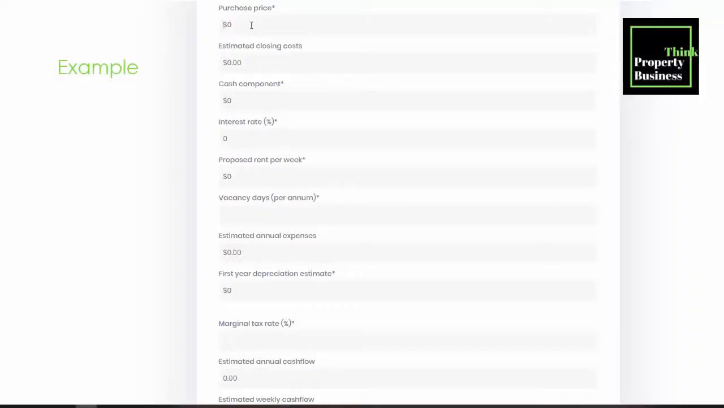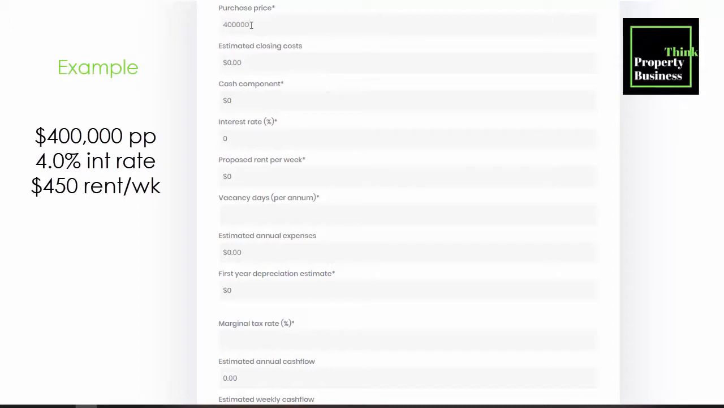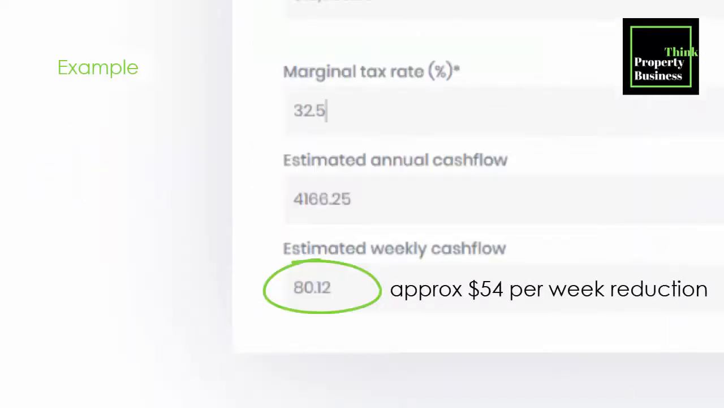Okay, so for the third example, we'll keep the purchase price at $400,000, and what we're going to do this time is increase the interest rate from 3% to 4% and see what effect that has on the net cash flow position. So again, everything will remain the same. The rent is at $450 a week. Just going to increase that interest rate by 1%. So effectively what that does is it reduces the cash flow position by approximately $54 a week.